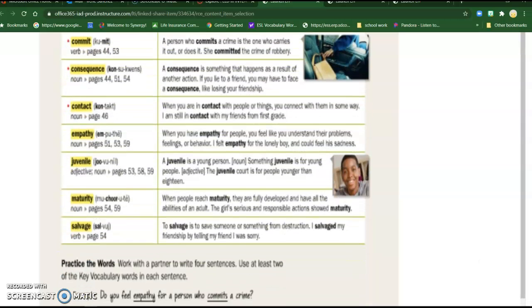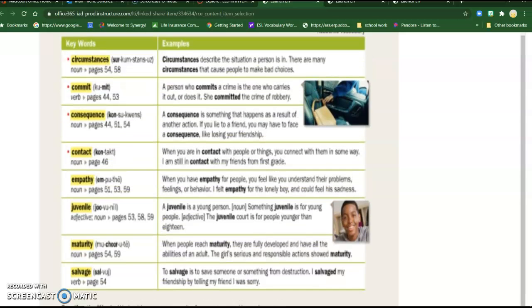Consequence. A consequence is something that happens as a result of another action. So let's say that you stay up all night playing your video games and you don't go to bed until 3 o'clock in the morning. What is a consequence to that? You can't get up, so you sleep in and you miss first, second, and third period. The consequence of staying up all night is not being able to wake up and missing your first 3 periods.